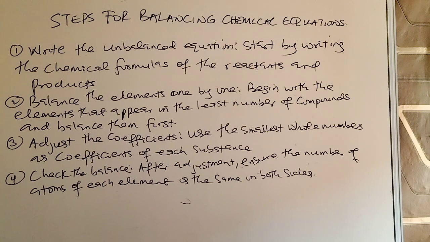After adjustment, ensure the number of atoms of each element is the same on both sides. So having done that, these are the steps we'll try to follow when we want to balance an equation, but it is proper for us to use a real equation and explain this. So we're going to use examples now: some examples of equations that are not balanced, and then balance them, from the simple ones to the harder ones.